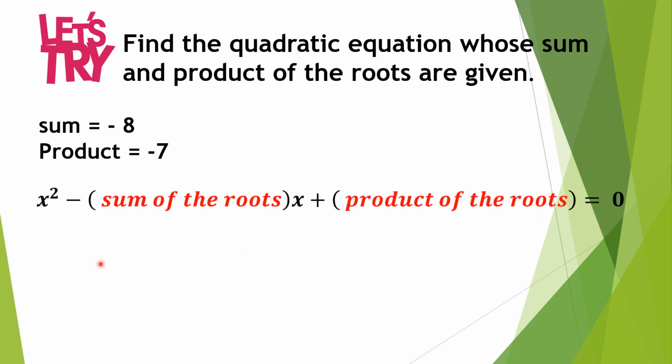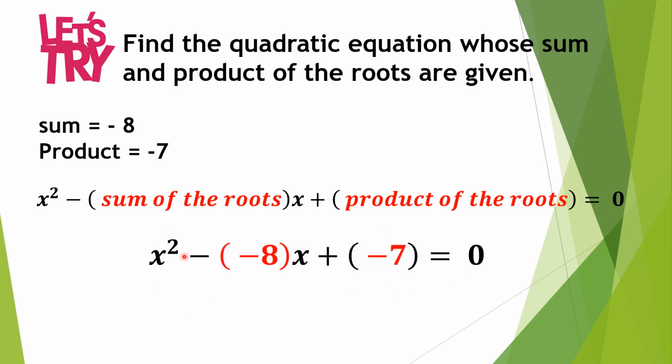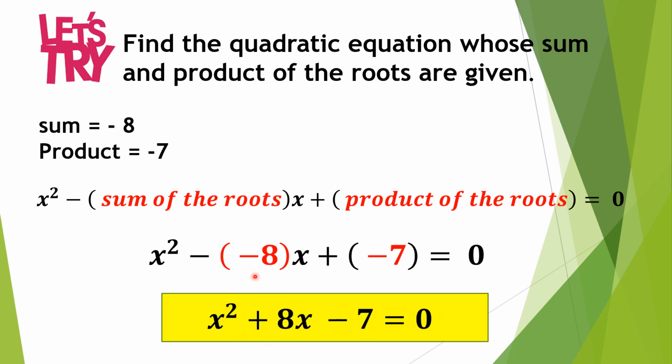Simple as that. So our pattern is x squared. Since the sum is negative 8, we have a negative outside because whatever your sum of the roots, you have to negate that. So negative times negative is equal to positive. For the product, just simply copy. Equals 0. So the answer now is x squared plus 8x minus 7 equals 0. So see? That's it.